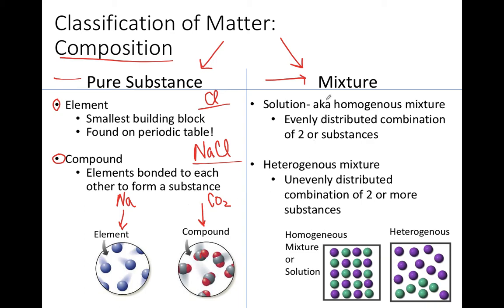A solution or a mixture, on the other hand, can be homogeneous or heterogeneous. These are combinations of things. So this could be, what if I had NaCl in water? Or what if I had CO2 and Na in a beaker?